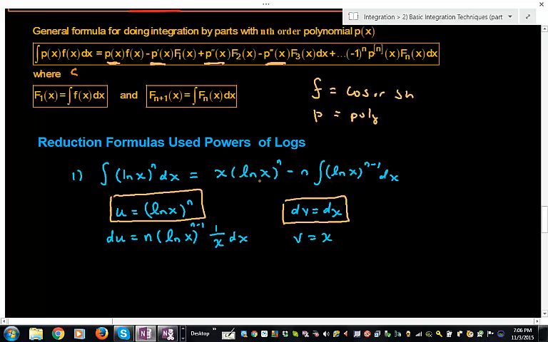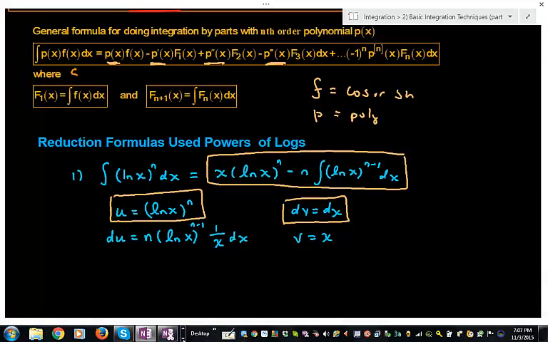And when you plug this in, you get the following formula that we have here on the right-hand side. Now notice that, as we said before, we still have natural log raised to a power, but the power's been reduced. And that's why it's called the reduction formula, because I can keep on applying this formula until I get down to basically a constant.